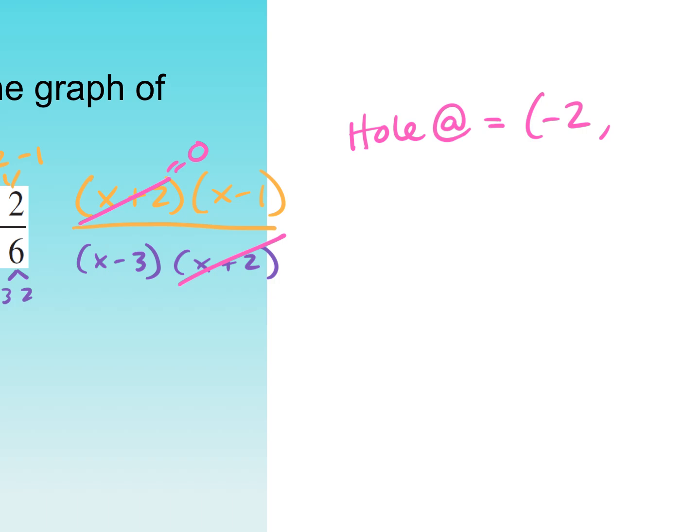To find the y value where we have the hole, we're going to take -2 and plug it into our simplified version of it. If I plugged -2 into the non-simplified version, we'd end up getting 0 on the top and 0 in the denominator. So that's not going to give us any information.